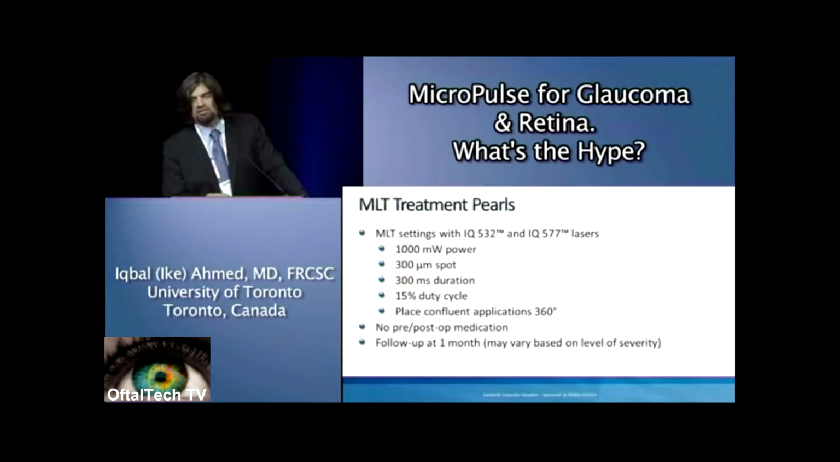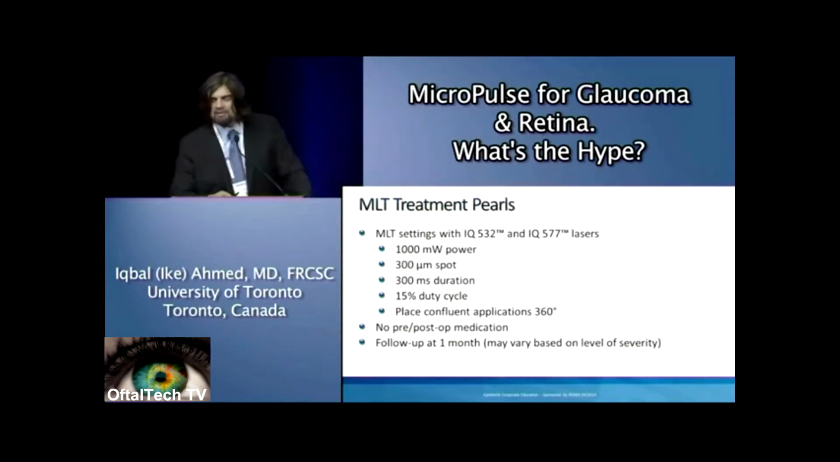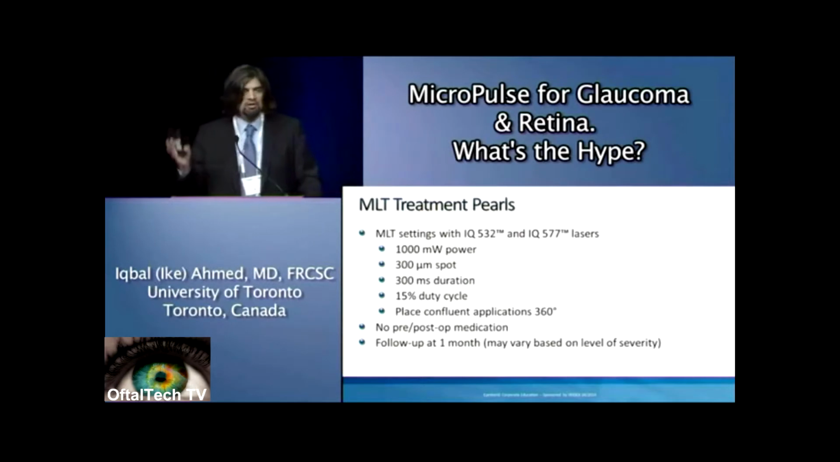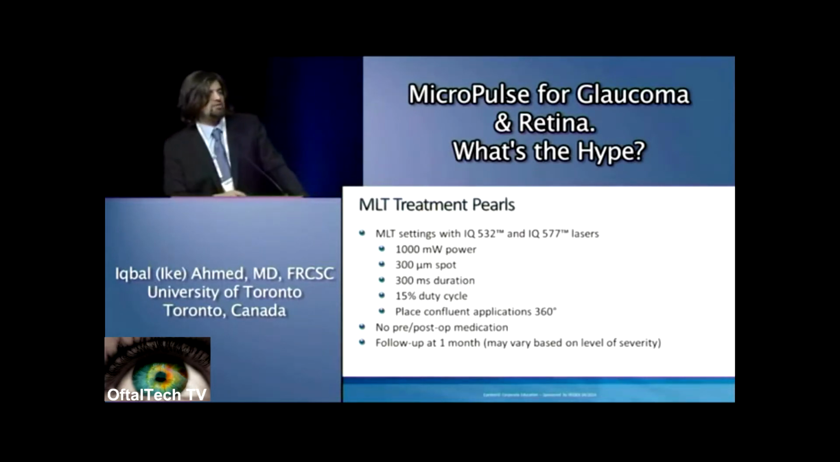So these are the MLT settings that we typically use, and again, some have used 577, most of us are using the 532. 1,000 milliwatts, 300 spot size, 300 millisecond duration, 15% duty cycle as we showed here. We basically place confluent burns, if you want to call it, I'm only calling it burns, but applications, 360 degrees, and again, really no need for any pre and post-op medications in our experience at this point in time.